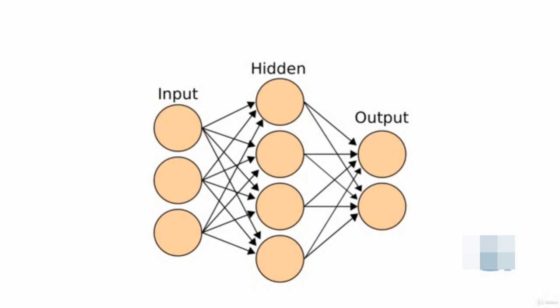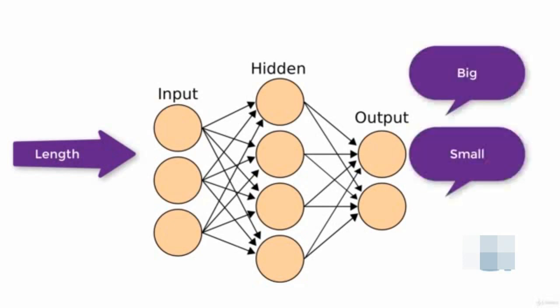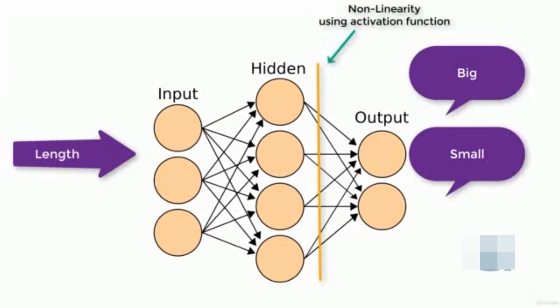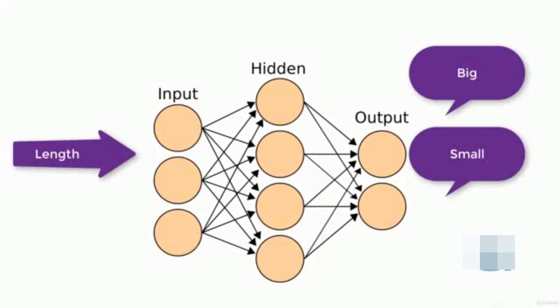Let's assume the input layer is recognizing a length parameter, and the output layer will give the output as big or small. All the recognition is based on the mathematical calculation between the various layers. The non-linearity will allow different variations of an object of the same class to be learned separately.